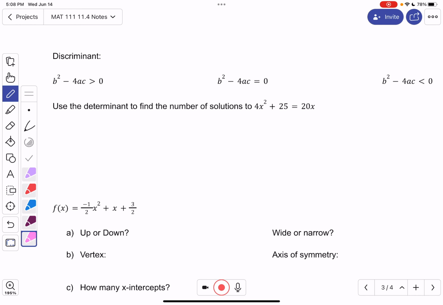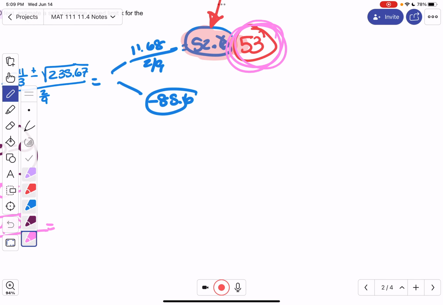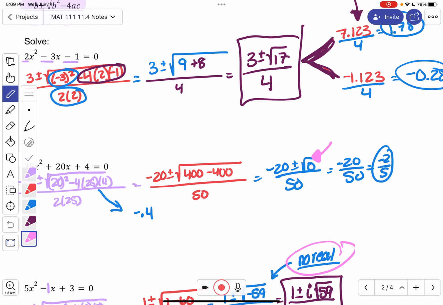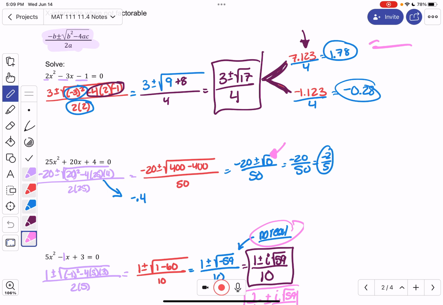All right, the discriminant. The discriminant is what's under the radical. It's b squared minus 4ac. If you do that first, you will know how many solutions you're going to get. If you get a positive number, you're going to get two real solutions. So that's like this first one here where we got two real numbers. That's one real number. That's another real number.